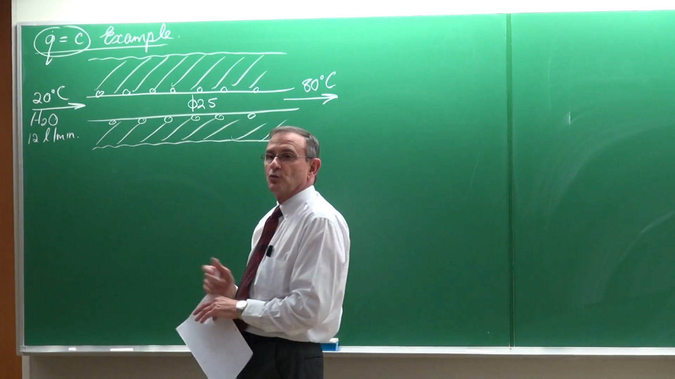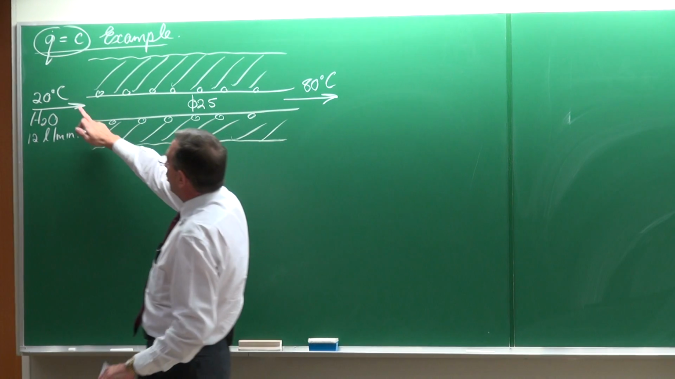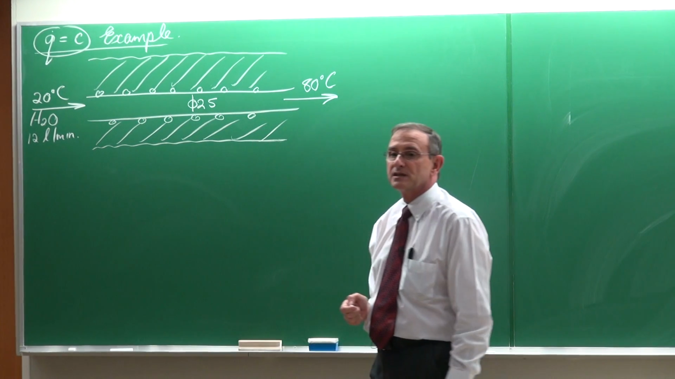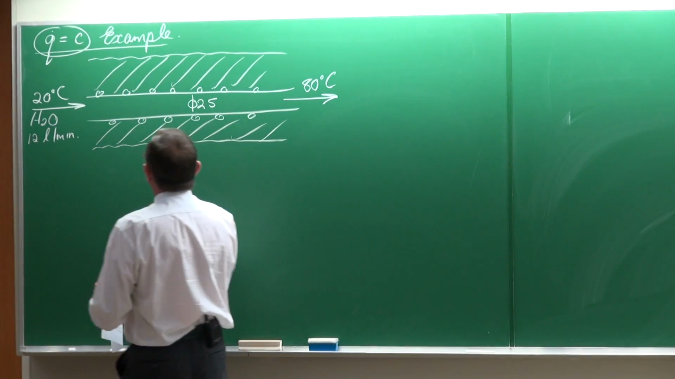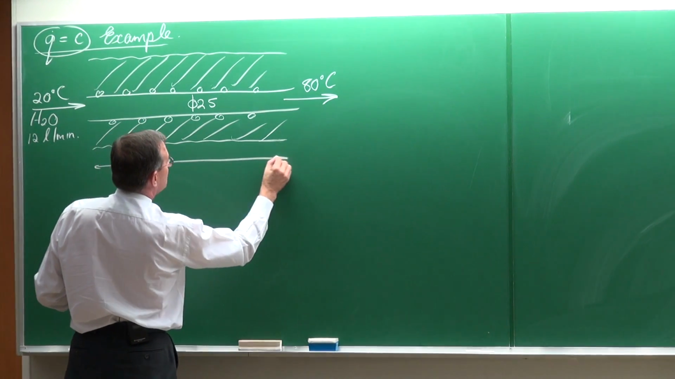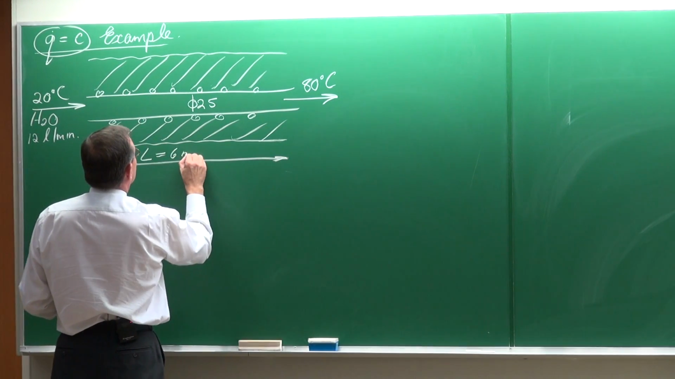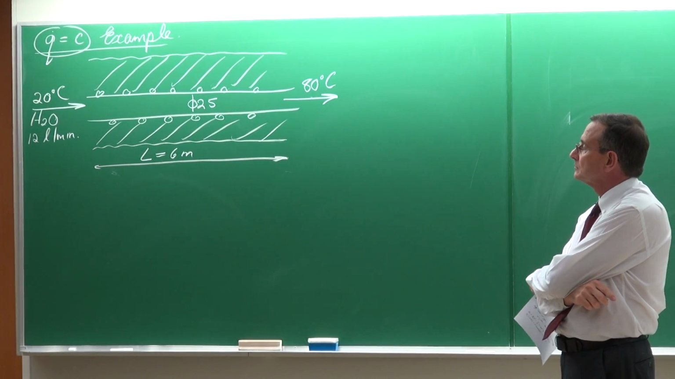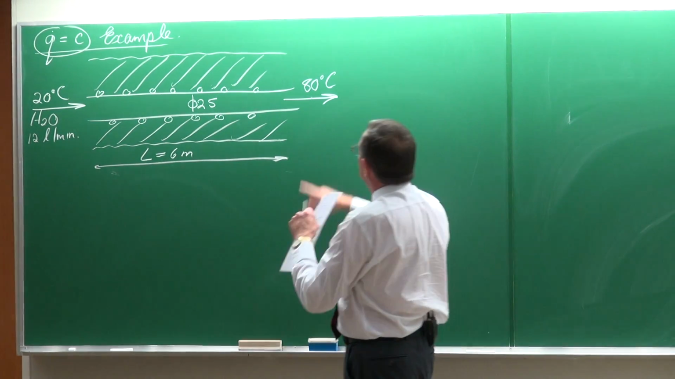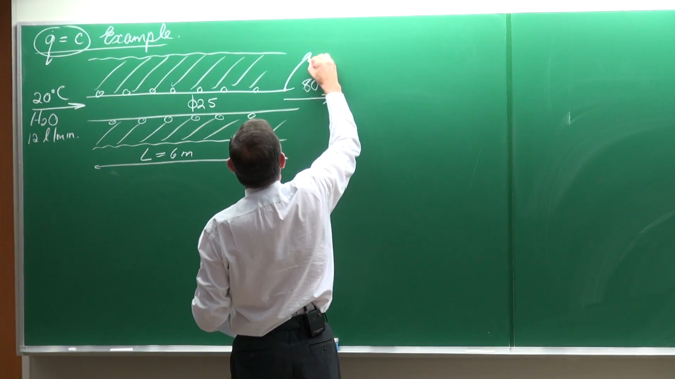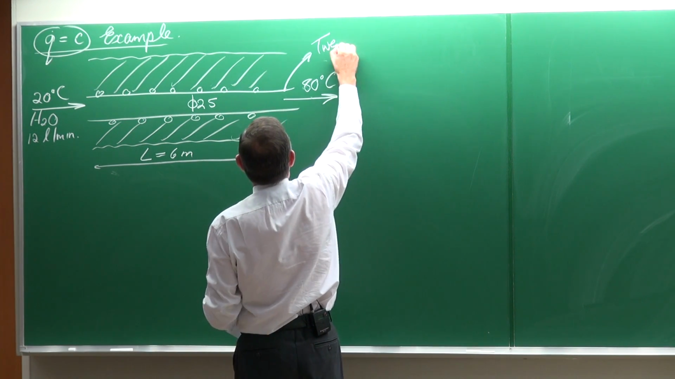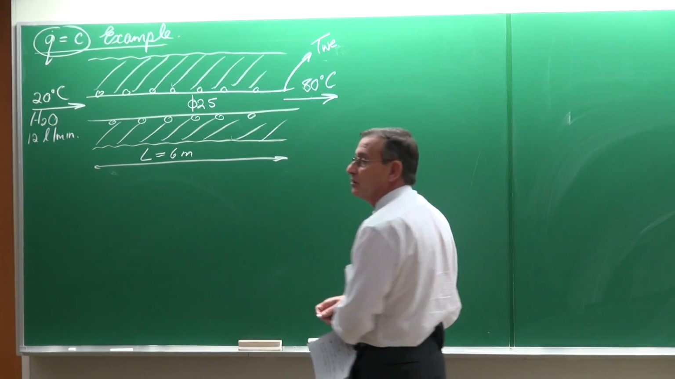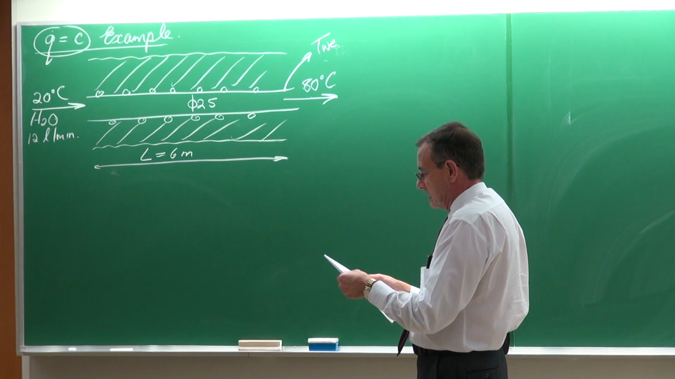Now the tube diameter is 25 millimeters. It's water, inlet temperature of 20 degrees. The volume flow rate is 12 liters per minute. And the tube length, I forgot to put that in, is 6 meters. The outlet temperature is 80 degrees Celsius. The question is to determine the wall temperature of the tube at the outlet. What will the wall temperature be at the outlet so that the water temperature is equal to 80 degrees Celsius?